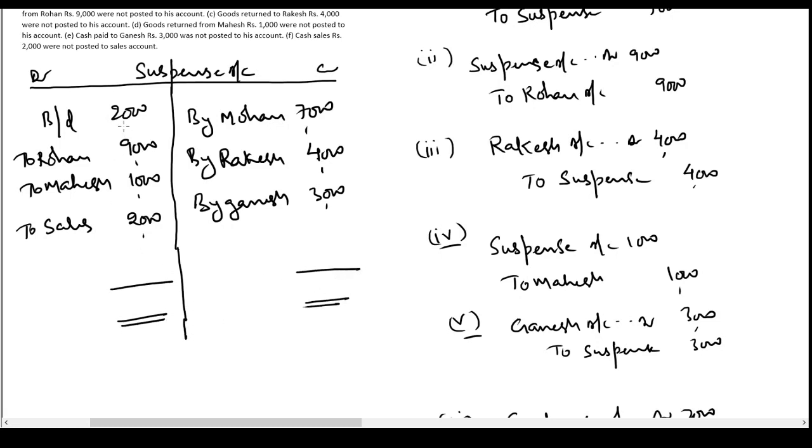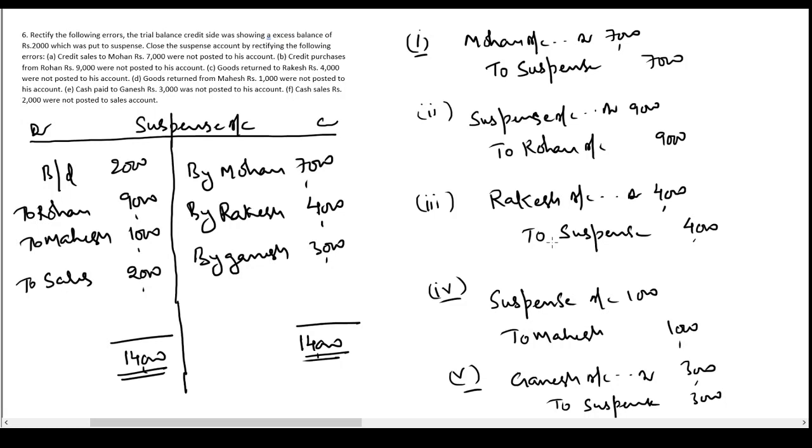Now after the entries are posted, the total of both the sides should become equal. 2 plus 9 is 11, plus 1 is 12, plus 2 is 14,000 here. 7 plus 4 is 11 and 3 is 14,000. Now the suspense account balances and we have passed the rectification entries.